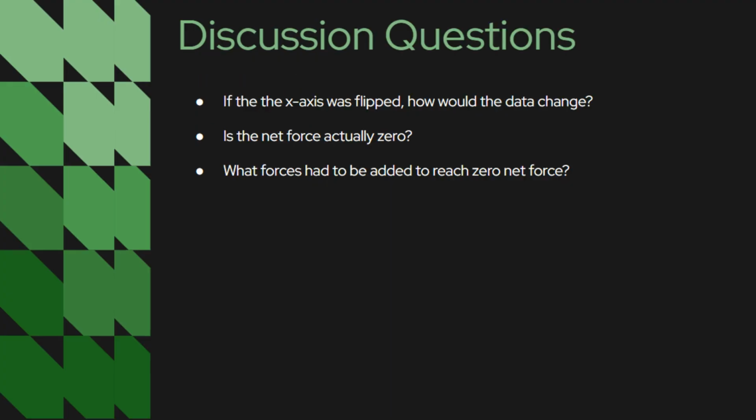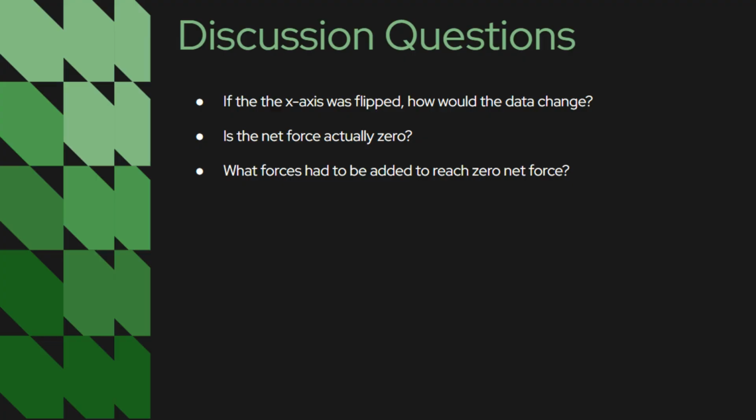Now for some discussion questions. If the x-axis was flipped, how would the data change? All the values for position and velocity would be in the other direction, aka negative. The overall motion would be the same, but all the changes would be in the other direction.